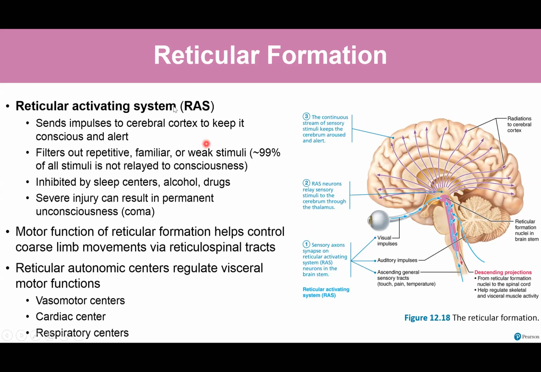So the reticular activating system then, because its job is to keep you awake and alert, would then be inhibited or sort of blocked by things like our sleep centers, right? So the whole purpose of going to sleep is so that our brains can rest. And so the sleep centers actually kind of deactivate temporarily the reticular activating system. Alcohol and drugs also would play an impact here. Any kind of depressants would block this reticular activating system. Severe injuries can result in a permanent unconsciousness, and the state of a permanent unconsciousness is called a coma.